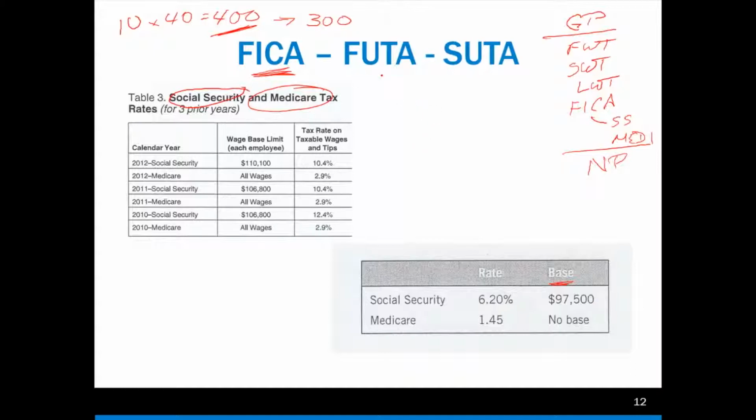When FICA is calculated, remember we had Social Security and we had Medicare. But what happens is the government says to the business, "Mr. Business, we need you to remit to us 15.3% for FICA, which is both the Social Security and Medicare. Half of it is the responsibility of the employee, and half is the responsibility of the employer."